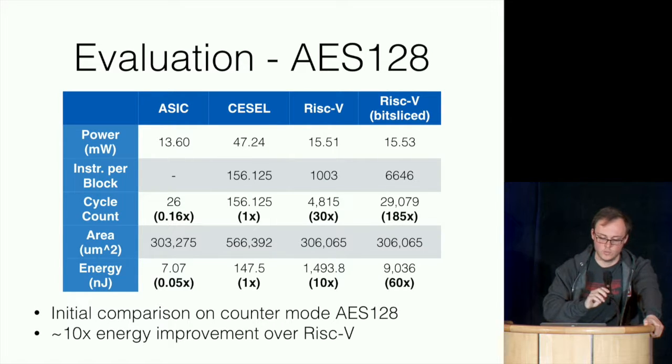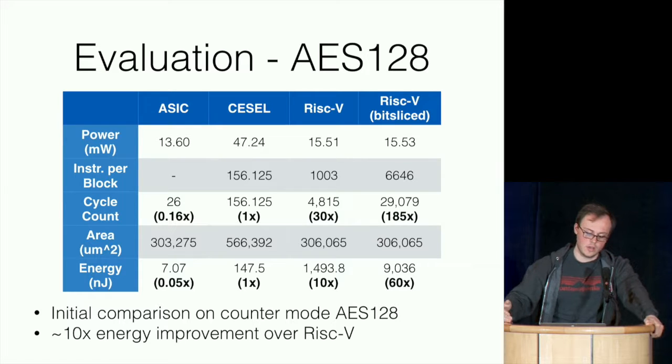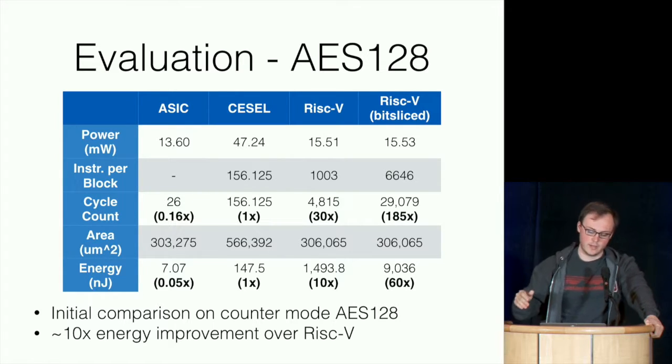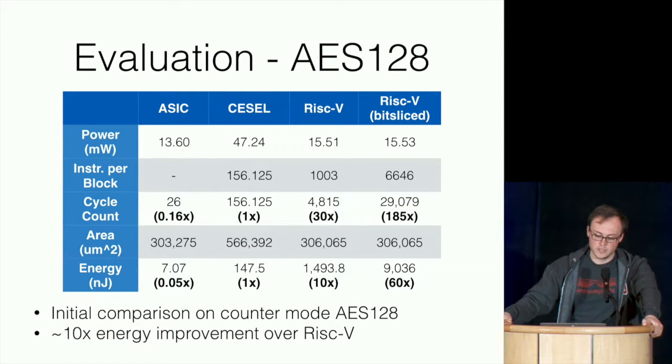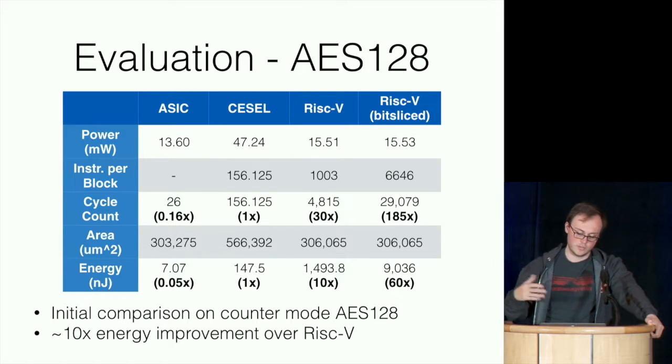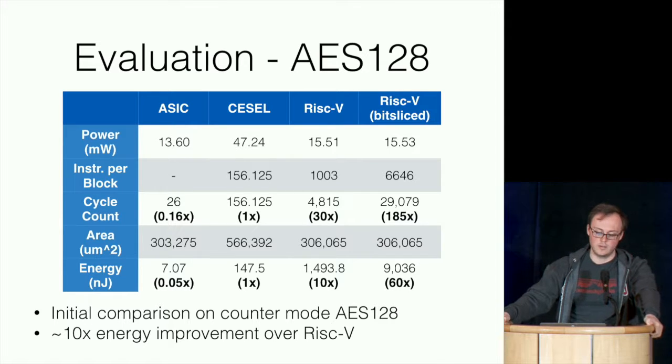So this is our evaluation on AES 128, and we compared across an ASIC, our design, and two RISC-V designs. Our design used this bit slice implementation, and the RISC-V column is a naive AES 128 implementation, and then the RISC-V bit slice implementation takes the same cipher that we ran on Kessel and runs it on RISC-V. If you notice, keeping the actual cipher implementation constant, we get a very large improvement in energy, about 60x. If we instead use the naive implementation, we get about a 10x improvement. The disadvantage of the naive implementation is that it's not side channel resistant.